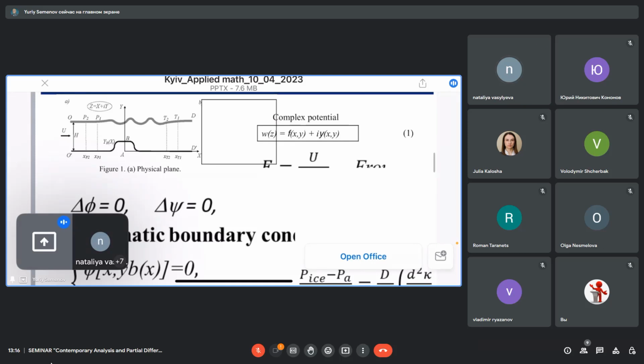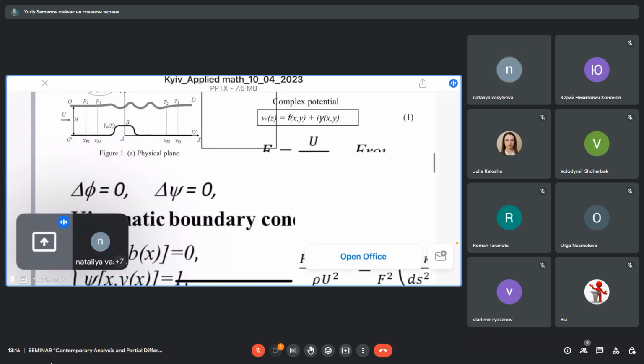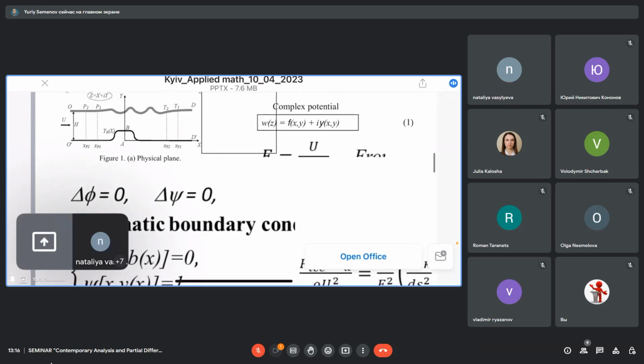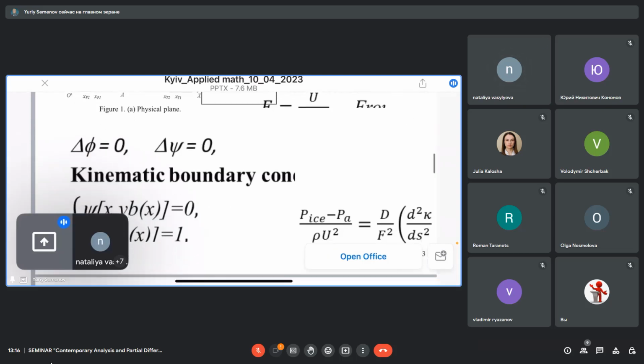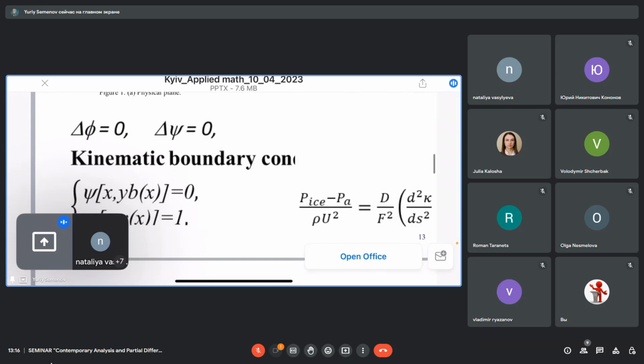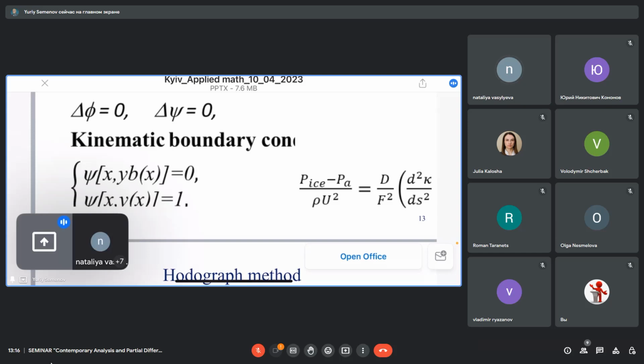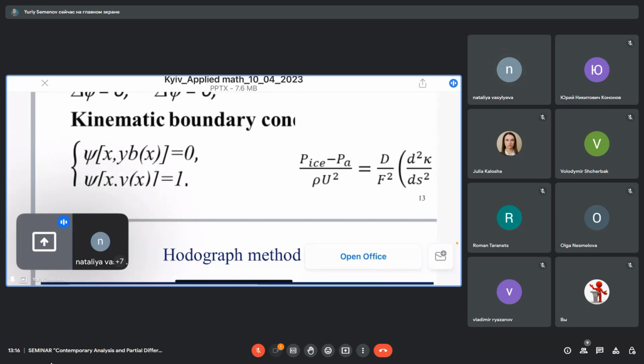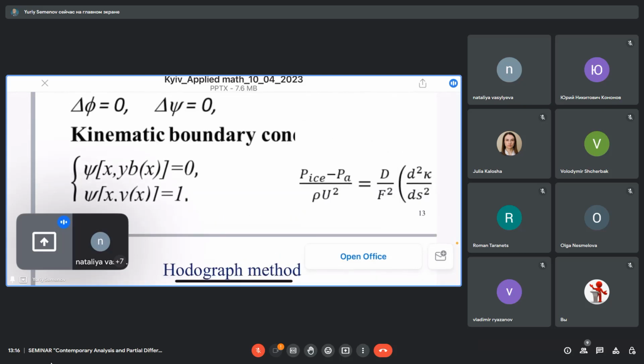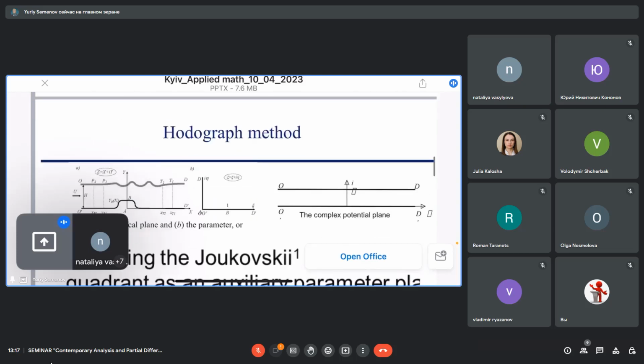For this we introduce the complex functions phi and psi. Phi is the potential, and psi is the stream function. We can easily formulate the boundary conditions: the stream function is constant on the bottom, equal to 0, and equal to unity on the interface. Also at the interface there is a dynamic boundary condition, which determines the relation between velocity and pressure on the interface.